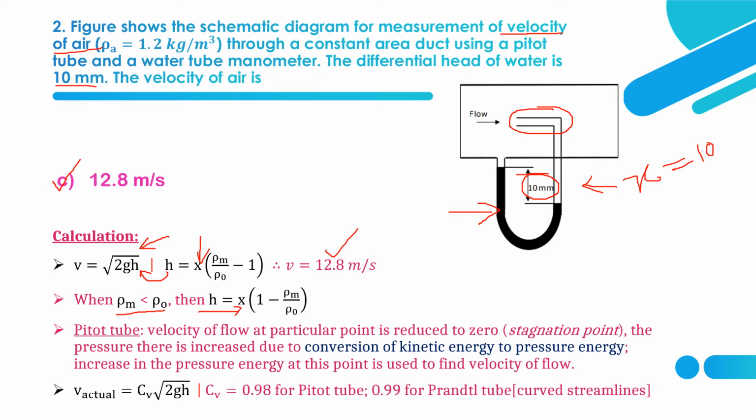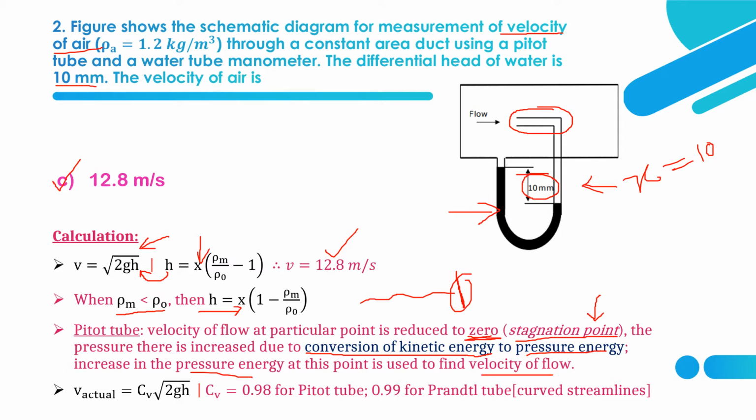Now let's see what the exact principle for the Pitot tube is. The velocity of flow at a particular point is reduced to 0. That point is known as the stagnation point. Velocity reduced to 0 means that point is called a stagnation point. The pressure there is increased due to conversion of kinetic energy. So what is kinetic energy? It's related to moving. First the water is flowing and it gets stopped at a point, so that the energy is converted from kinetic energy to pressure energy. The increase in pressure energy at this point is used to find the velocity of flow.